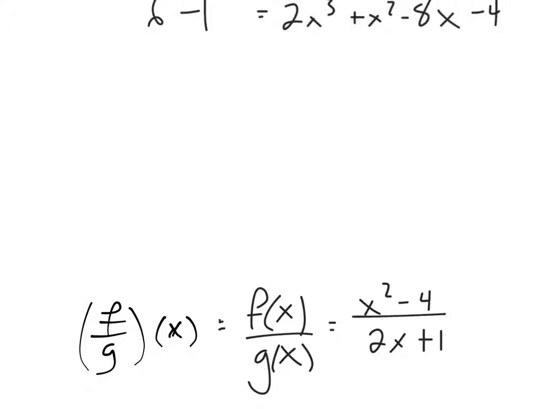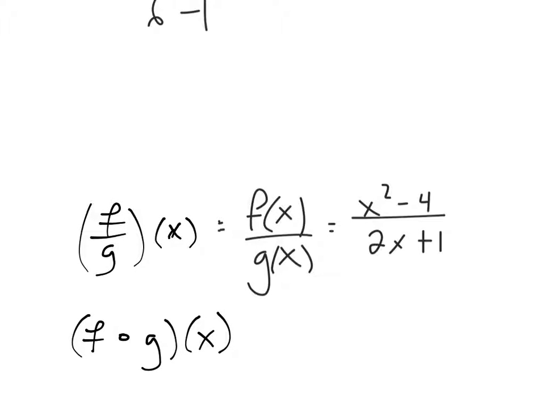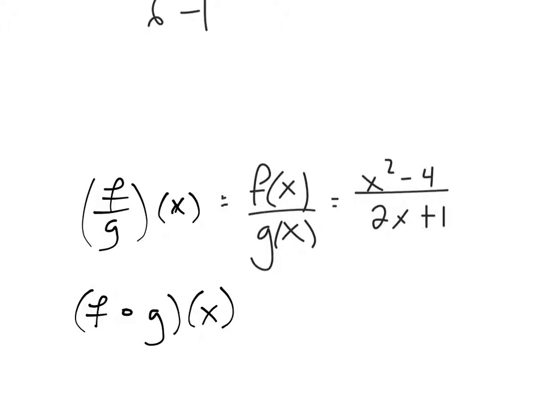Okay, this is where things get fun. It's pretty foggy. So we do tend to call this section fog and gof. This is what we refer to as a composite function. We call this a composite function.